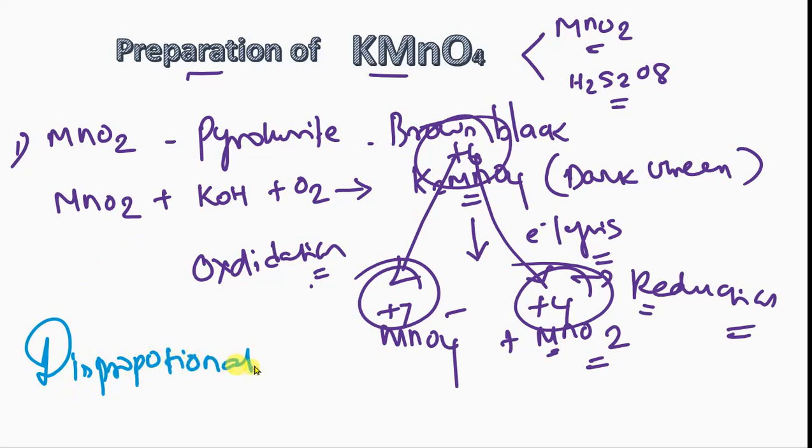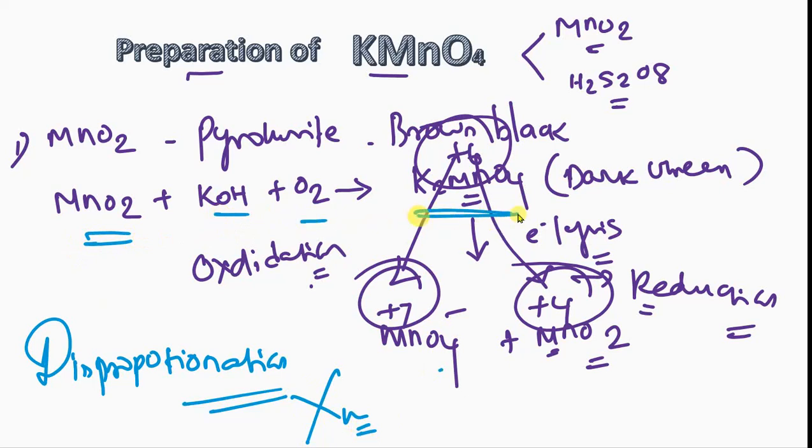Disproportionation. Disproportionation reaction also. Got it? That is MnO2 when treated with KOH in oxygen, it gives K2MnO4. The K2MnO4 when electrolyzed gives MnO4 minus and MnO2.